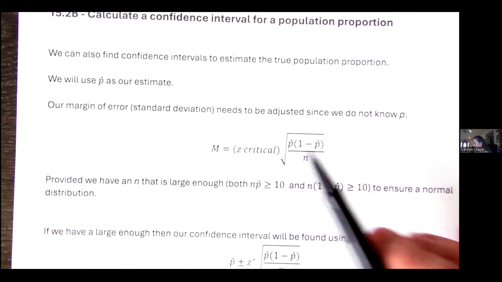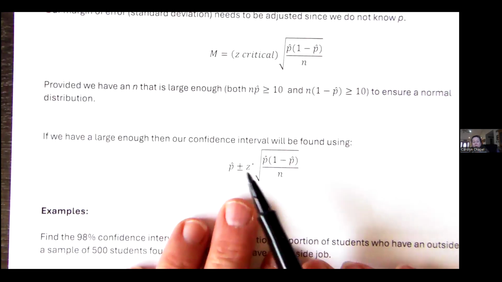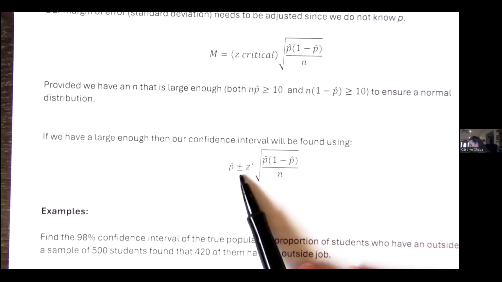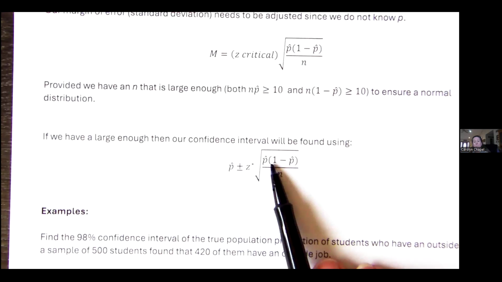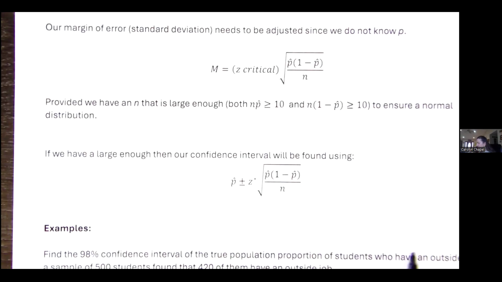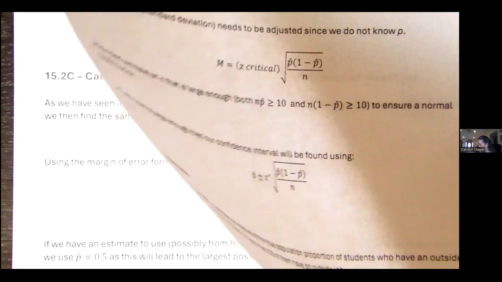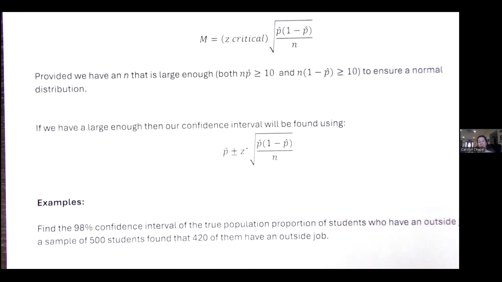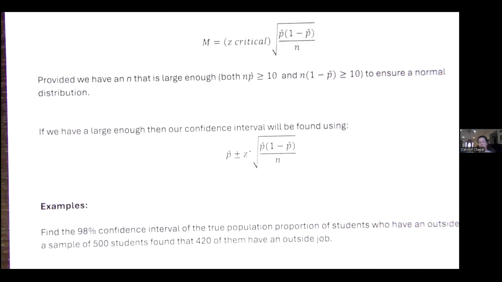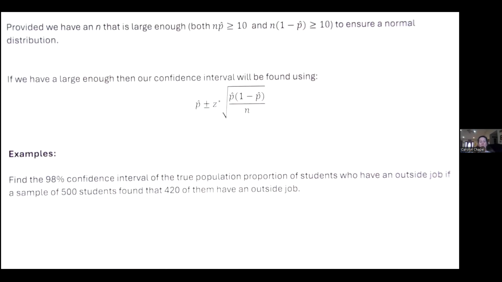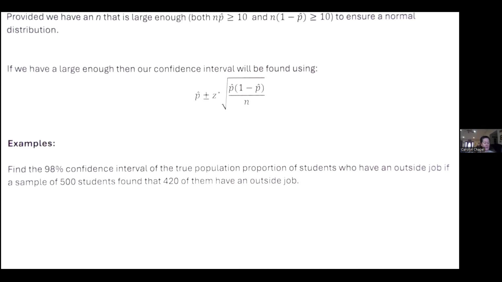So our formula will look like our estimate plus or minus that Z star times the square root of P hat times 1 minus P hat, all over N. We will be using SALT for some of these, but I'm going to do the first one both ways, using the formula and also using SALT.